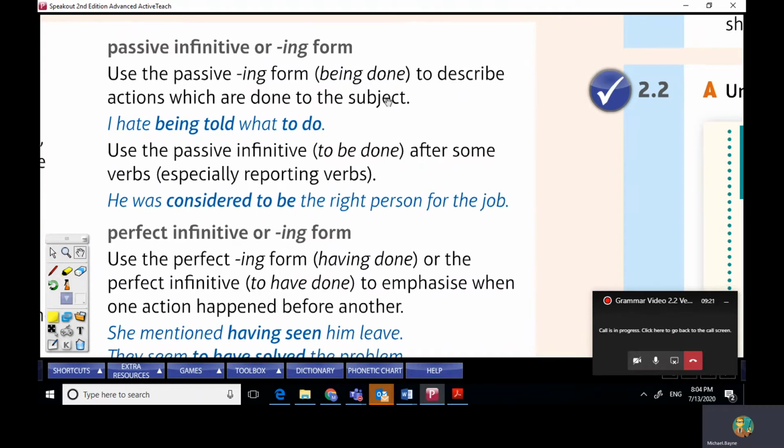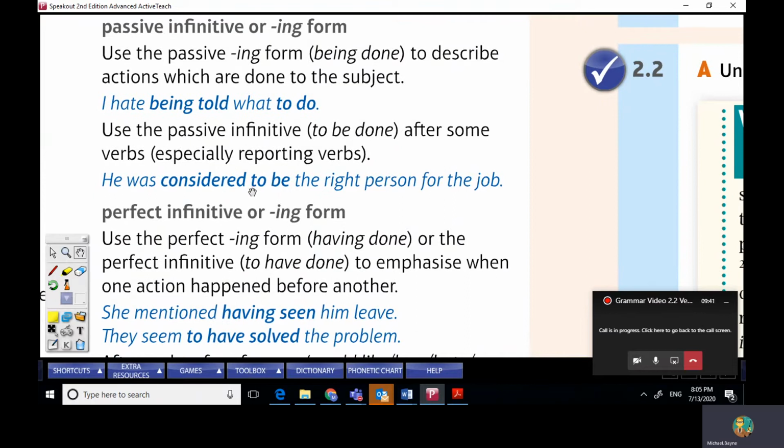Okay? So I hate being told what to do. Okay, so after hate, we already have the ing, and then being told what to do, someone else is telling me what to do. I'm not actually doing it. That's why it's passive. And then we have the passive infinitive, same thing.